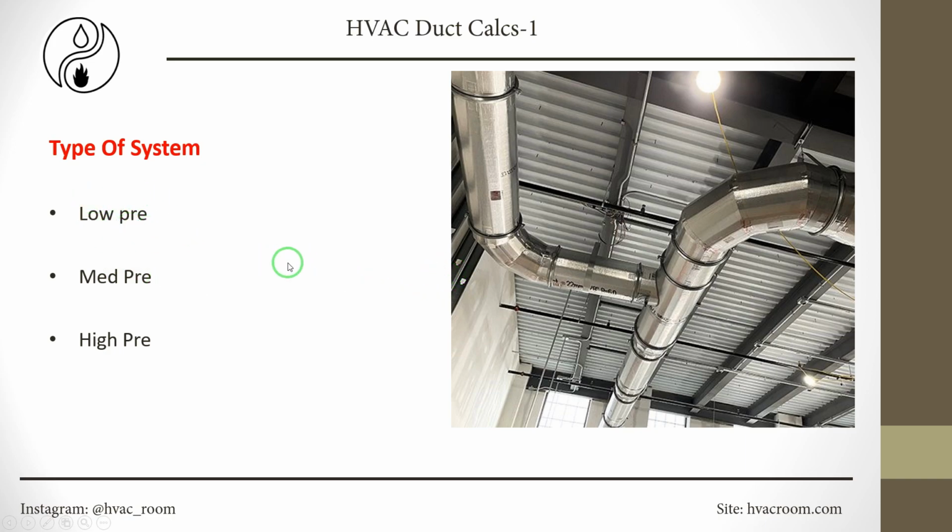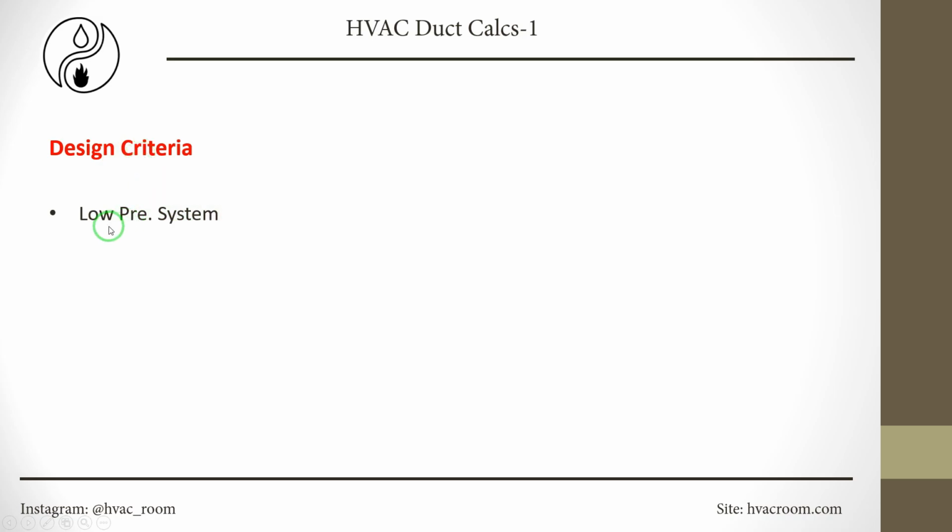In this video, I'm going to talk about low pressure systems. For example, most of the systems we have in residential projects are low pressure systems. If you are working with constant volume systems, like a rooftop unit or an air handling unit in a small project, it's a low pressure system. As far as the criteria for the low pressure system, we have two factors. The pressure drop should be in this range, for example 0.08 to 0.1 inch per 100 feet. And also the velocity for this system should be less than 1500 feet per minute.